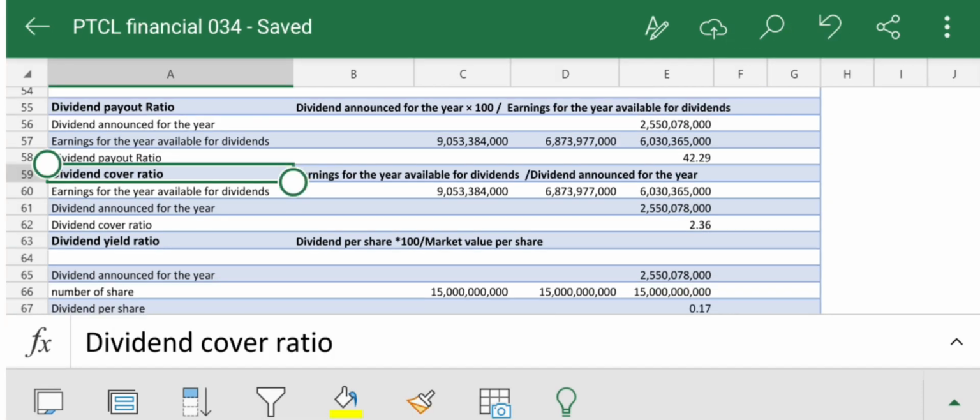Next, we have the dividend cover ratio. The formula is earnings divided by dividend announced for the year. PTCL is 2.36 times able to pay its dividend in 2020.